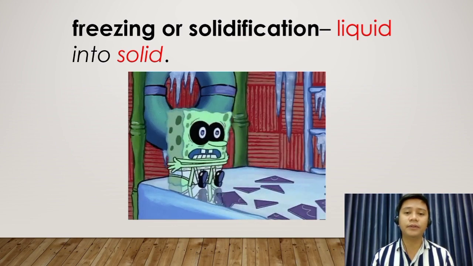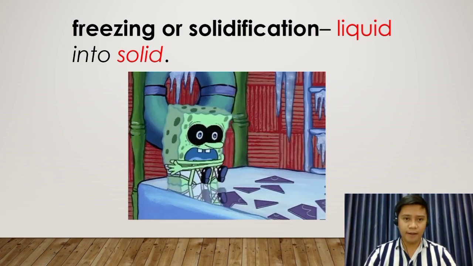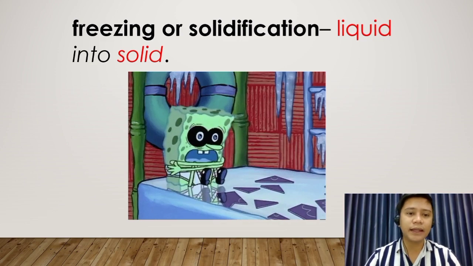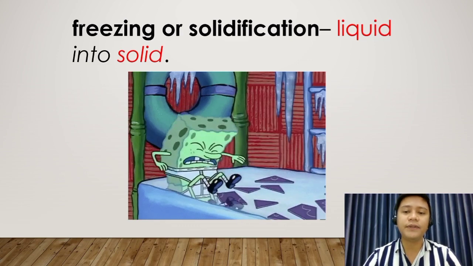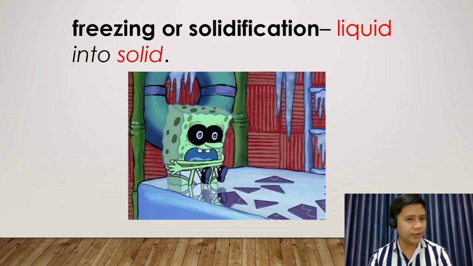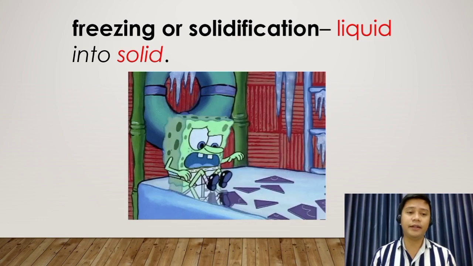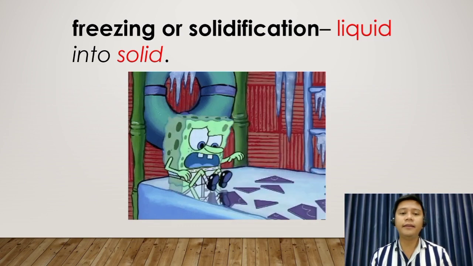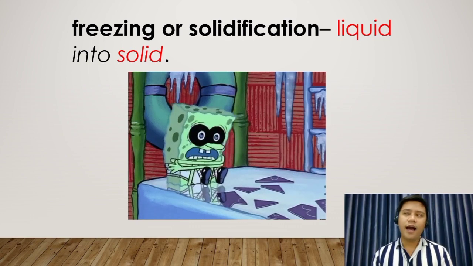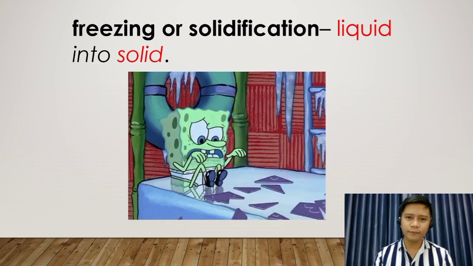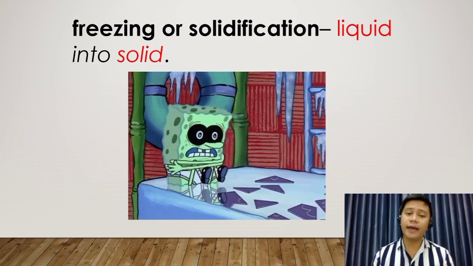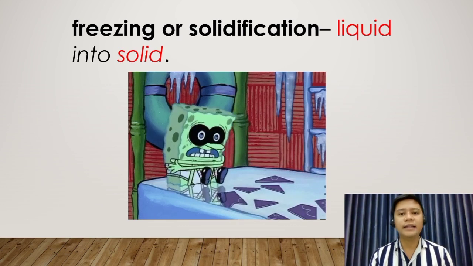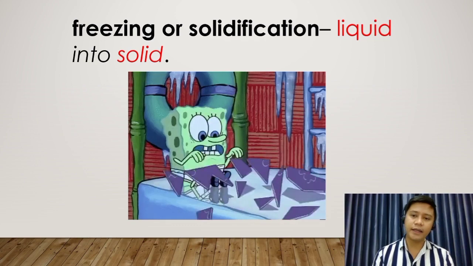Again, can you read? Solidification. Now, this one is freezing or solidification. Very good. Now first, can you spell freezing? Start with letter F. F-R-E-E-Z-I-N-G. Freezing. Very good. Next, how about can you spell solidification? Start with letter S. S-O-L-I-D-I-F-I-C-A-T-I-O-N.